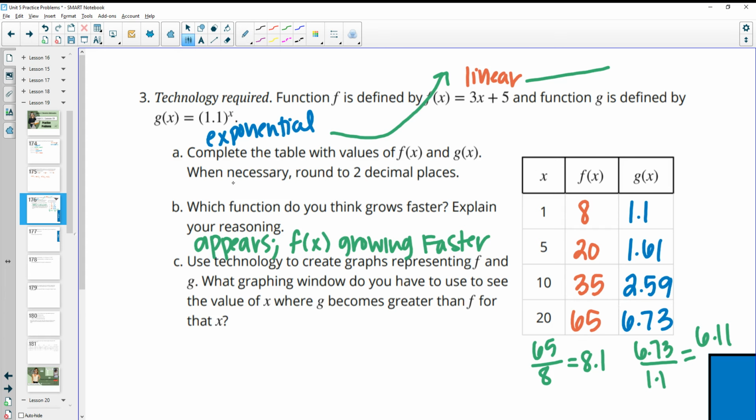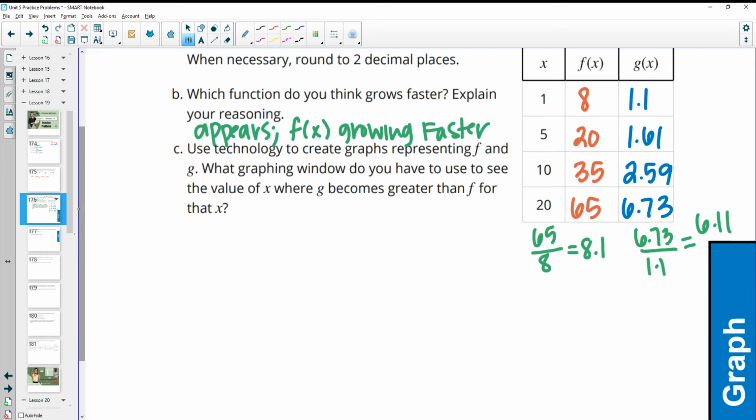Now, if we zoom out of that function and we look at a wider domain, more x values, then that's going to change. So this part C says, use technology to create graphs representing f and g. What graphing window do you have to use to see the value where g becomes greater than f? We see that these orange values are significantly higher than the blue values. But because of the way an exponential grows, that it starts slow, but then it starts to get faster, we know it'll overtake the f graph. So when is that going to happen?